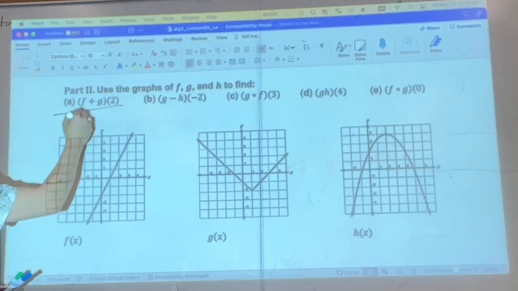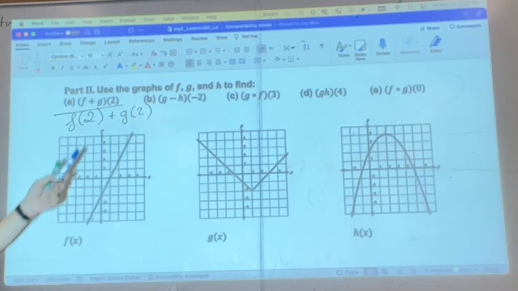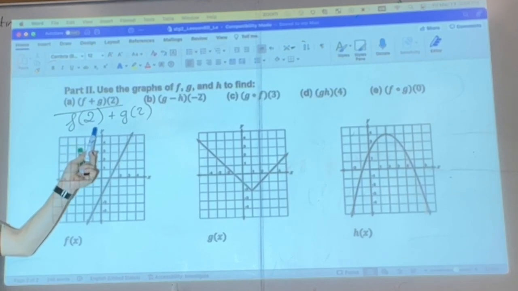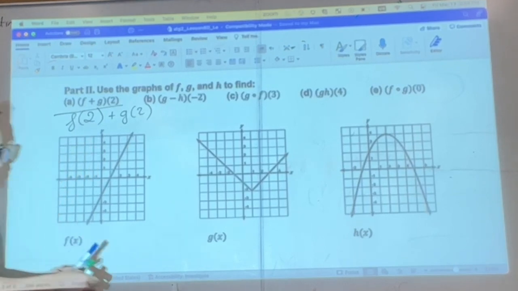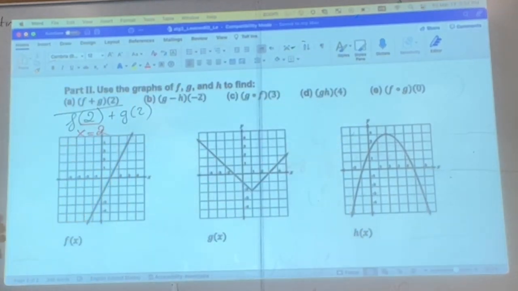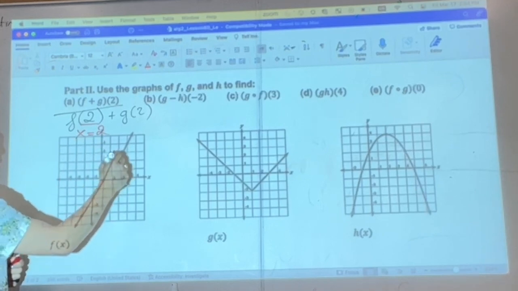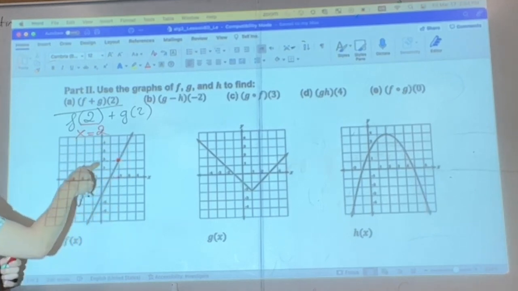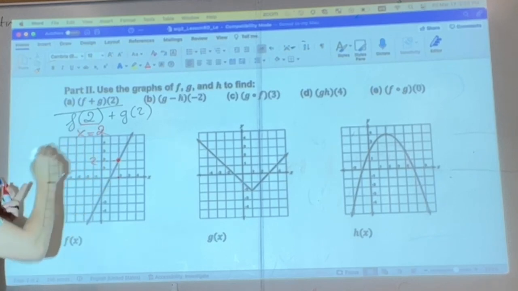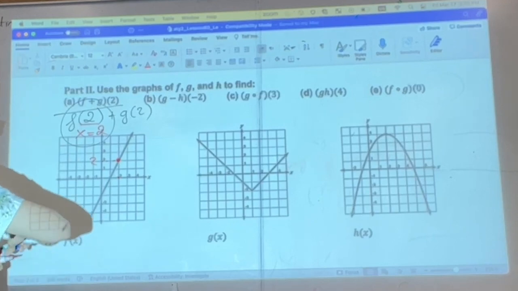So what I'm going to do is equal to F of 2 plus G of 2. I'm going to find these 2 points and add them together, okay? What does F of 2 mean? That means X equals 2, and you're going to find what Y is. So F of 2 is here. X is 2 here. So what is Y? Y is 2. So F of 2 is 2. This whole thing is 2.